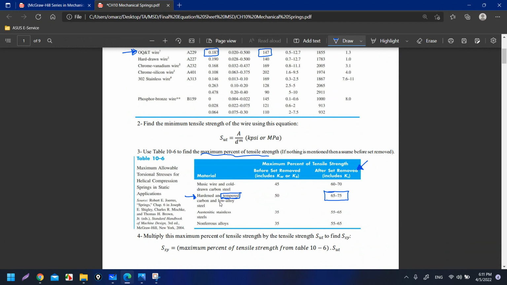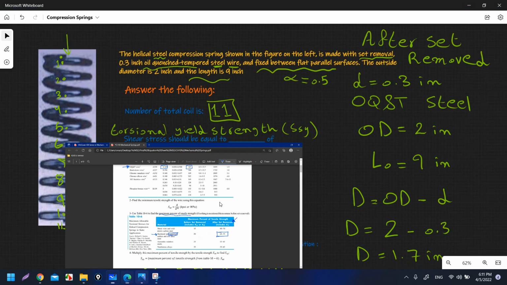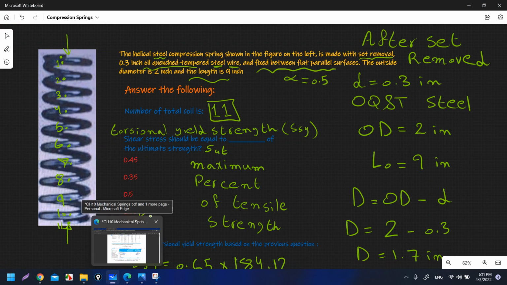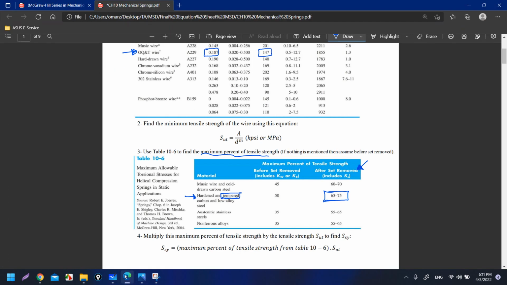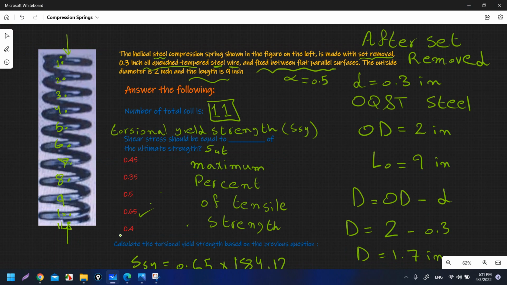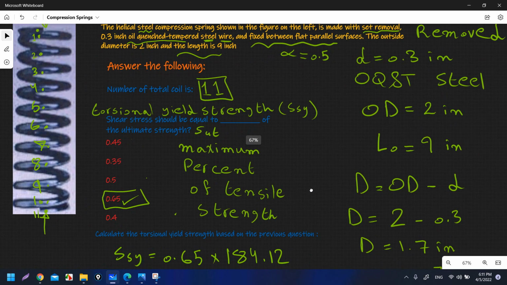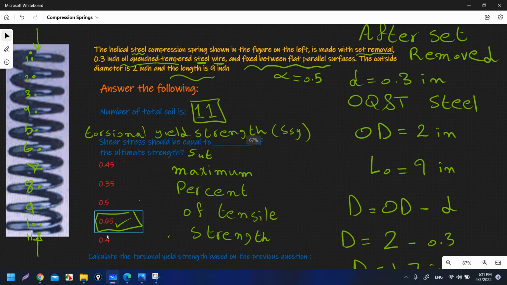Then I know that the answer will be 65 or 75, or I will take the average. Usually we take the average, but here in the multiple choice I don't have 0.75 or 0.7, so the answer is 0.65. This one is the correct answer. What if he asked you in the question to calculate the torsional yield strength based on the previous question? So we will use 0.65.